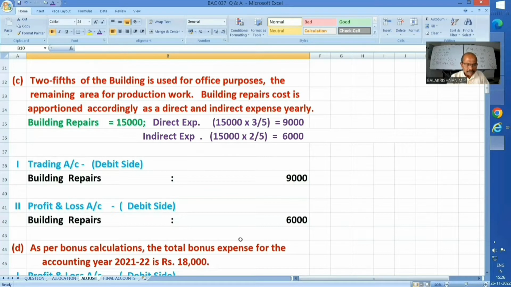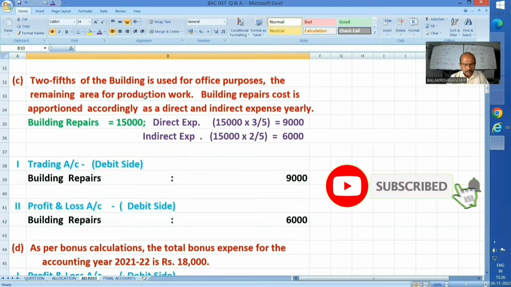Item number C, adjustment. 2/5 of the building is used for office purposes. The remaining area is for production work. Building repairs cost is apportioned accordingly as a direct and indirect expense yearly. So building repairs has been given in the trial balance as 15,000.